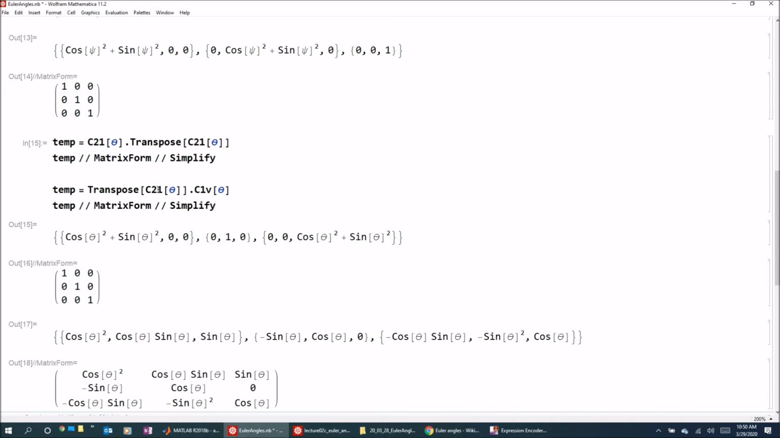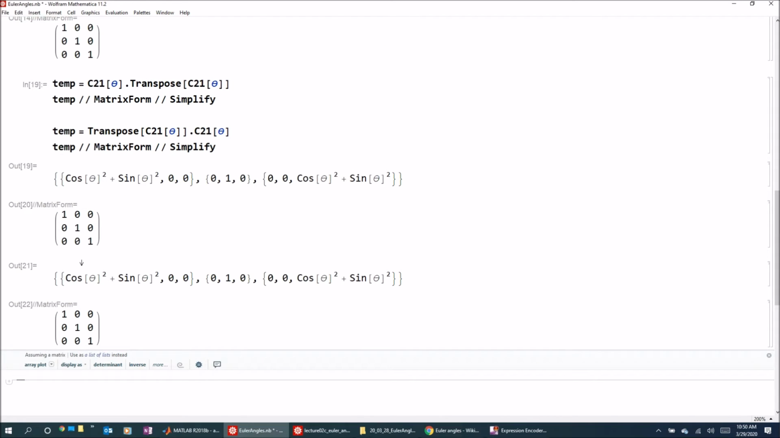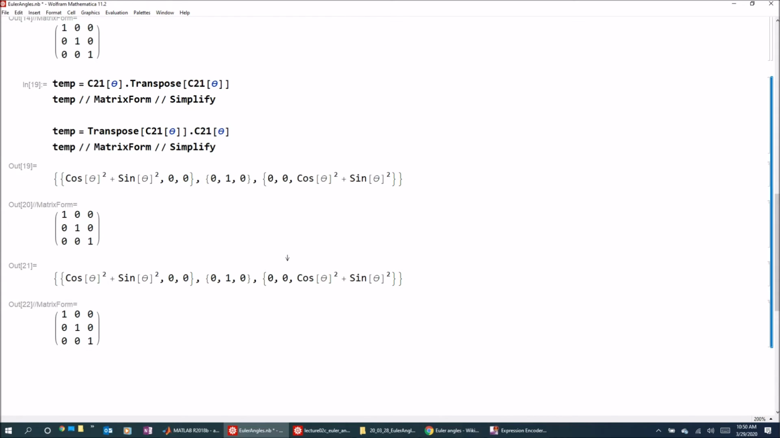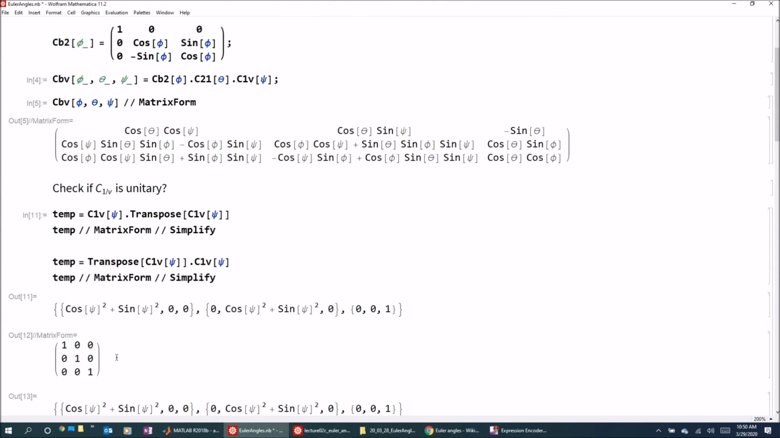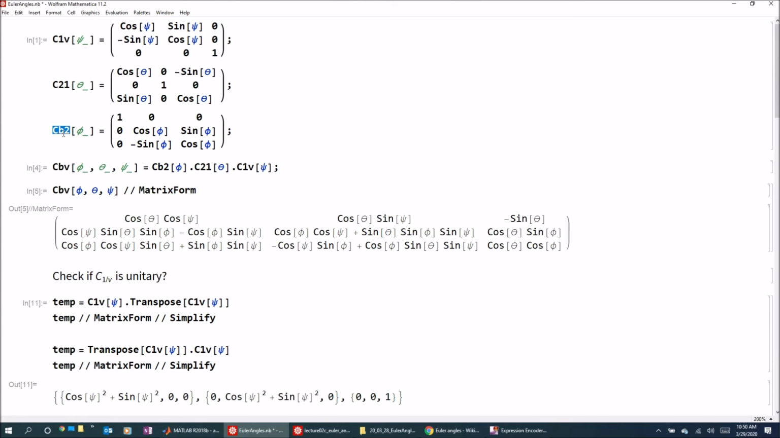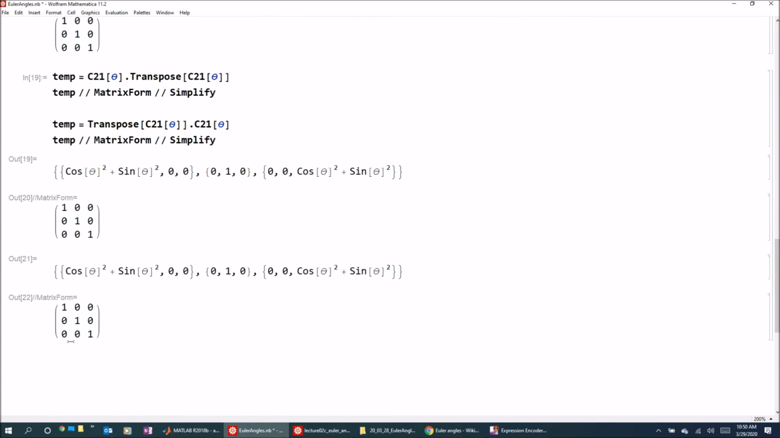Oh, sorry, nope, see, I messed that up. There we go. Okay, yep, yay, another bunch of unitary matrices. So we see that the rotation about the y-axis is unitary. And finally, just for completeness, let's make sure that a rotation about an x-axis is also unitary.